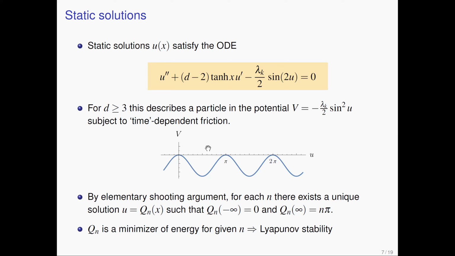However, if the velocity is sufficiently large, the particle will roll over the hilltop at pi, and the story will repeat. So by continuity, there will be a critical velocity such that a particle starting from zero will end up at pi when x goes to infinity. So this is an elementary shooting argument for existence of the solution which goes from zero to pi, and we can repeat this argument to get a countable family of solutions which go to a multiple of pi, as long as there is this friction, so d is bigger than 2.